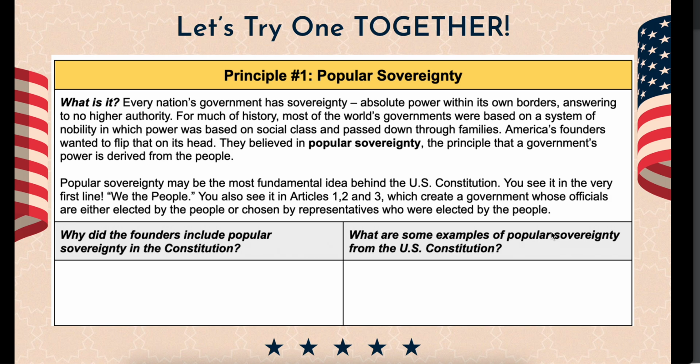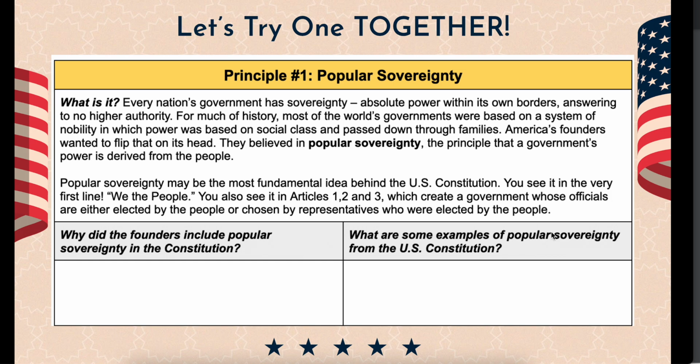For much of history, most of the world's governments were based on a system of nobility in which power was based on social class and passed down through families. It was hereditary whether or not you had power. America's founders wanted to flip that on its head. They believed in something called popular sovereignty. So instead of getting power from your family or your class or how much money you have, the principle is that a government's power is derived from the people.